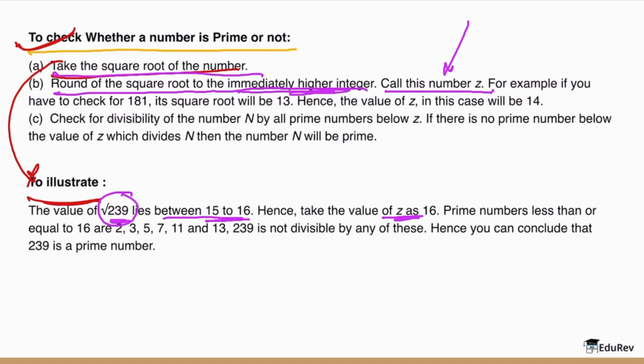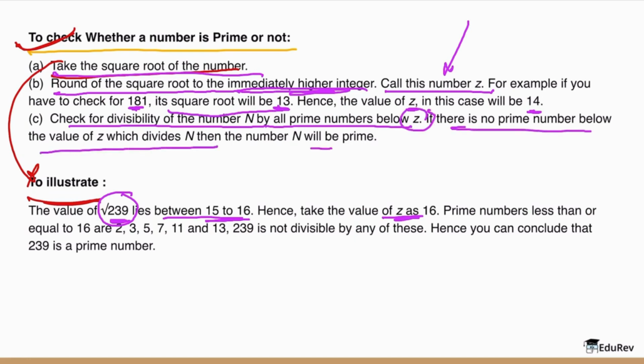Okay. Now for example, if you have to check for 181, they have given the example itself. If you need to check for 181, then the square root of it is going to be 13 point something. So z is going to be in that case what? 14, because you need to take the immediate higher integer. Now check for divisibility of number n by all prime numbers which are below z. If there is no prime number below the value of z which divides n, then the number is a prime number.